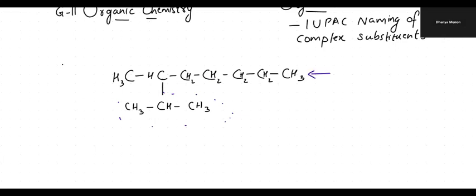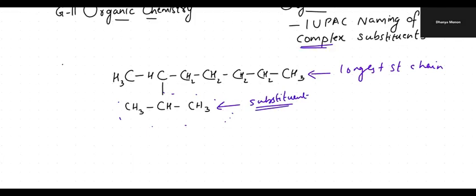This is the longest straight chain, and this is the substituent. Now this is a substituent, yes, but this is also called a complex substituent because this is itself branched. Okay, why I call it branched, I'll just tell you now. First, let's number the longest chain. So if I number it from here, 1, 2, 3, 4, 5, 6, 7.